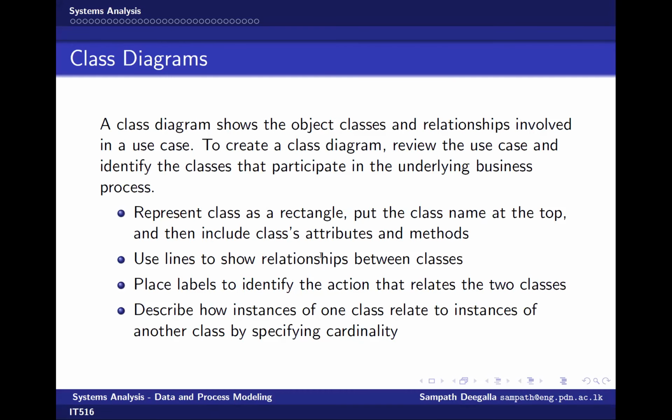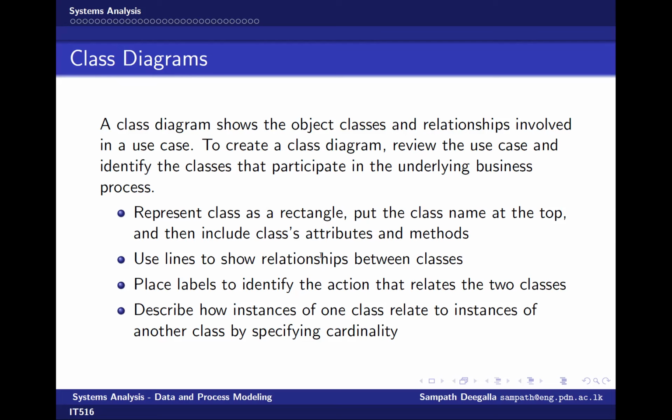Right, now let's look at class diagrams. In class diagrams, what we have is object classes and relationships in the use case. First of all, to create a class diagram, we have to review the use cases and identify the underlying business processes. In a class diagram, the usual representation is to use rectangles to represent classes, with the class name, then class attributes and methods, which we have seen earlier. Then we can draw arrows to represent the relationships.